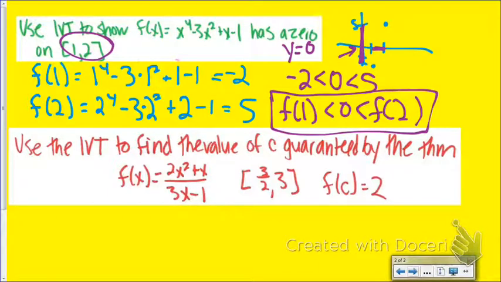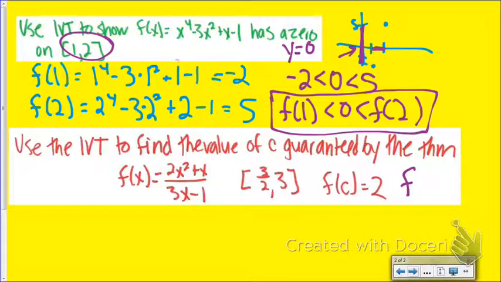Alright, so it doesn't have to just be used to find zeros. We can prove that any y values exist. So for example, this next question says, use the intermediate value theorem to find the value of c guaranteed. So remember, this says that f of c has to equal 2.